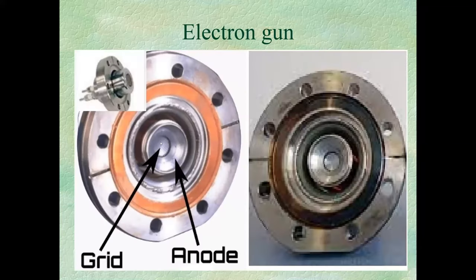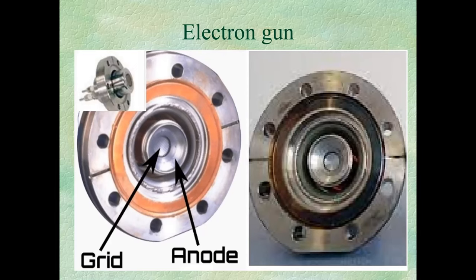The electron gun is made of tungsten, and it's a tungsten mesh, basically. You can see these lines in here, and it's kind of a mesh. When it's heated, it starts emitting electrons. And in all these three pictures, we are looking at an electron gun.